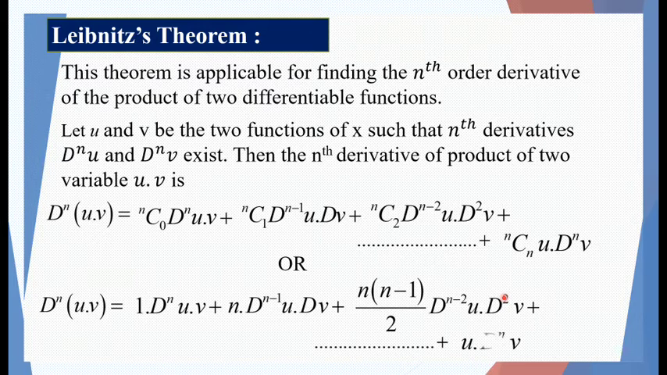And similarly, for the last, the value of nCn is also 1, because n factorial upon n factorial into n minus n factorial, so n factorial upon n factorial into 0 factorial. So on simplification it will be 1. So u into nth derivative of v. So we can write it in this particular manner also. So we are moving on to the examples.